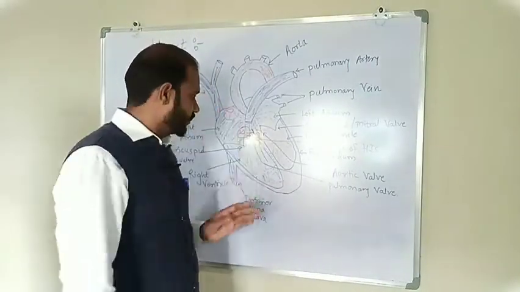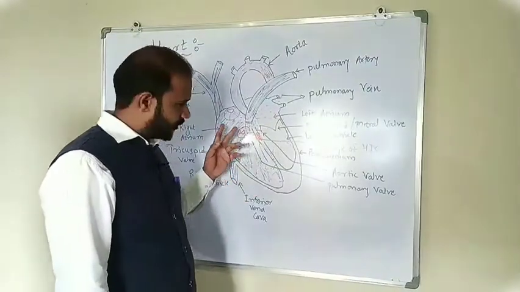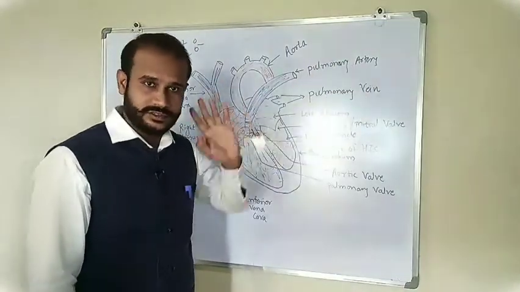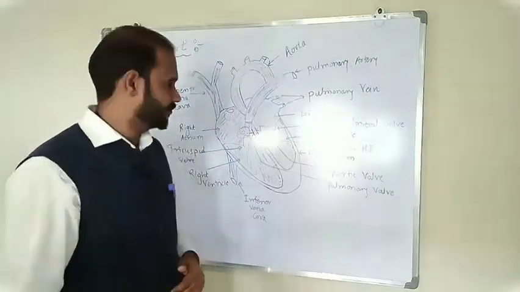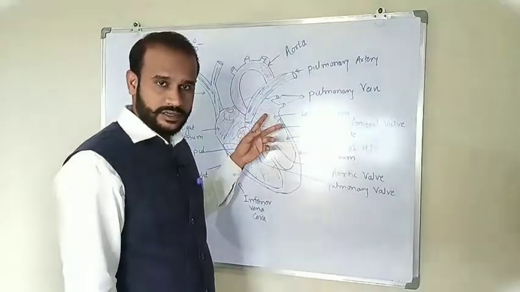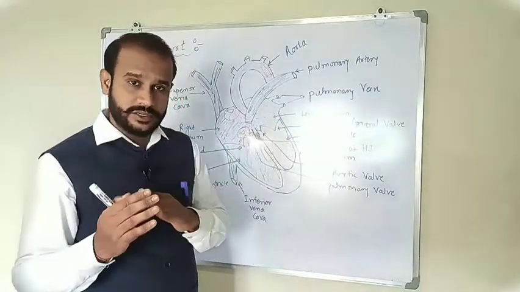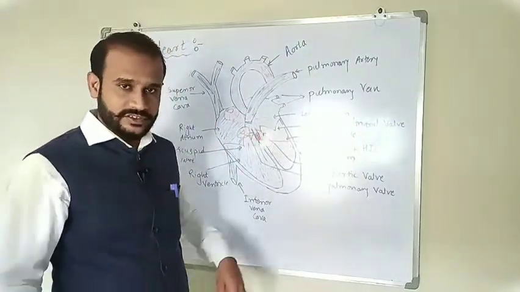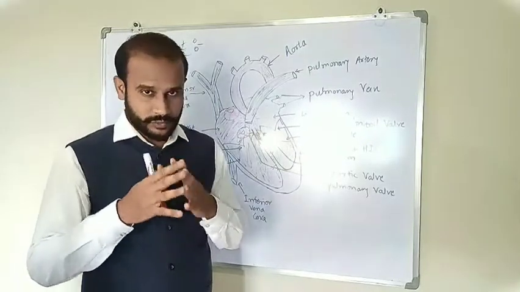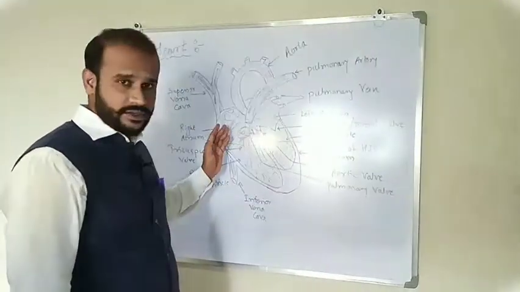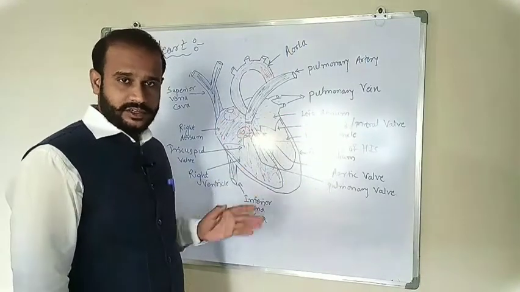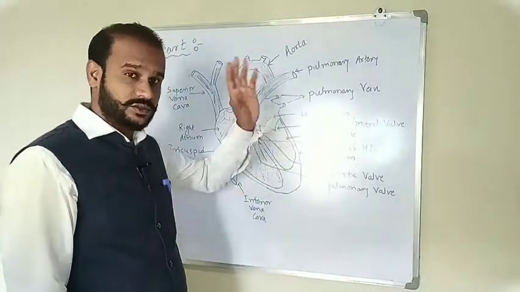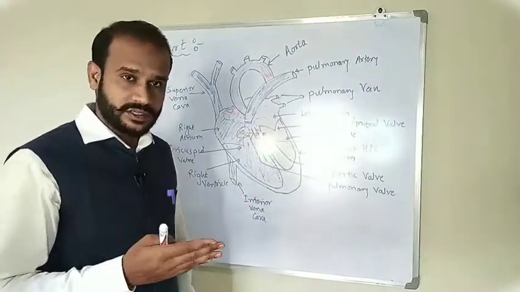See now, the right atrium and right ventricle pump the blood towards the lungs, which we call pulmonary circulation, and the left atrium and left ventricle pass the blood towards all the body parts, which we call systemic circulation. That's why we say humans perform double circulation. Why? The right atrium and right ventricle pump the blood towards the lungs, and the left atrium and left ventricle pump the blood towards all over the body. That's why systemic and pulmonary.